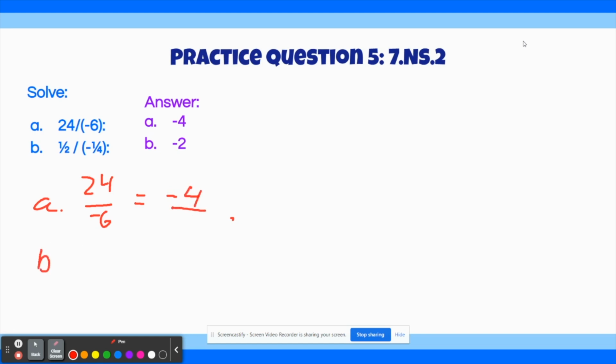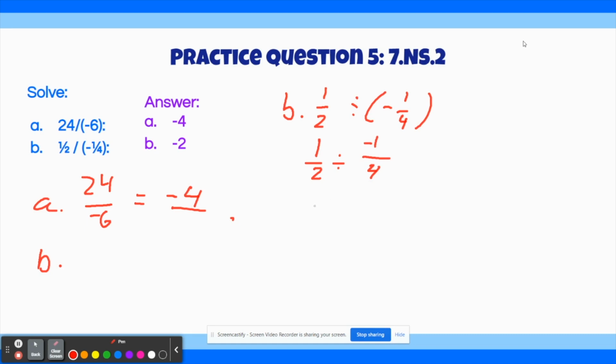And then for part B, I'm going to go ahead and move it up here, 1 over 2 divided by -1 over 4. So now we need to remove the parentheses, and so that we don't have two operators next to each other, I'm going to put the negative into the numerator of -1 over 4. So I'm going to do 1 over 2 divided by -1 over 4. So that makes it look better.